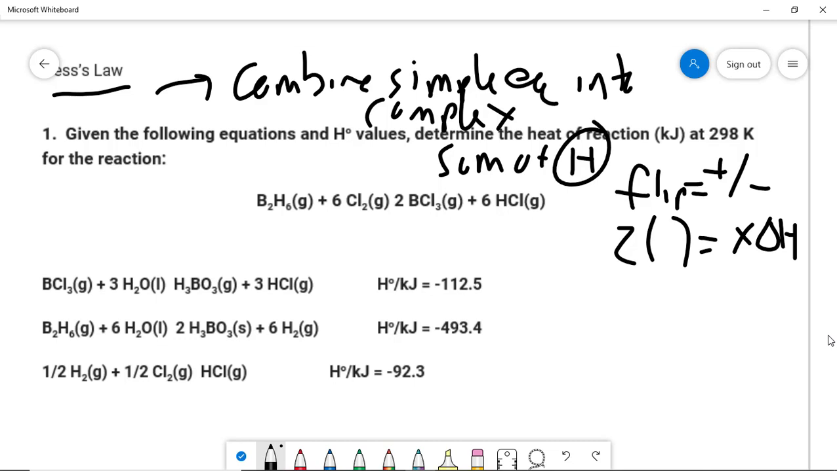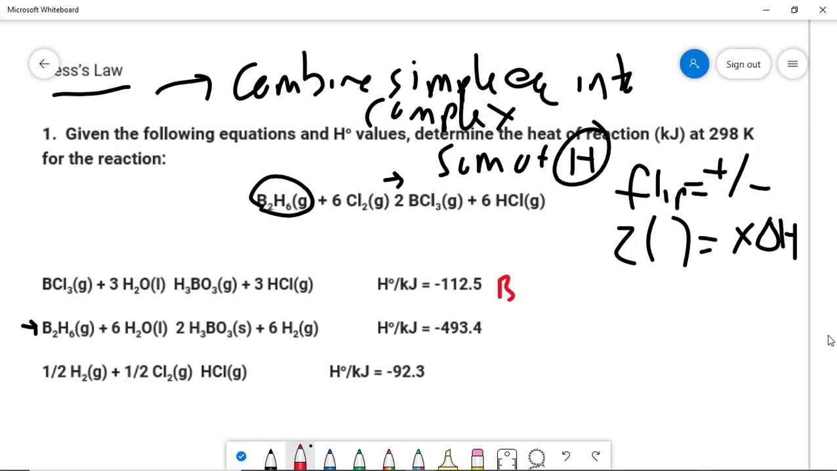So let's take a look at this equation down here for number 1 and see if we can figure this out. So the first one, B2H6 plus 6Cl2 yields 2BCl3 and 6HCl. So the first thing I'm going to look at here, I have B2H6 on this side, and I have it on this side here. So I'm probably going to actually leave that as is. So I'm going to go ahead and write that with a different pen here.